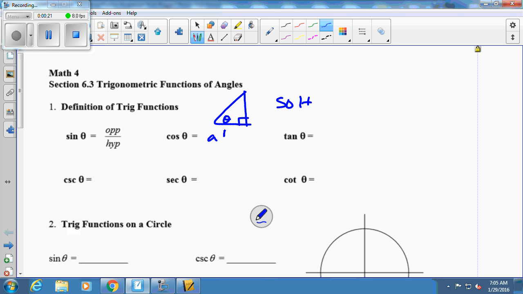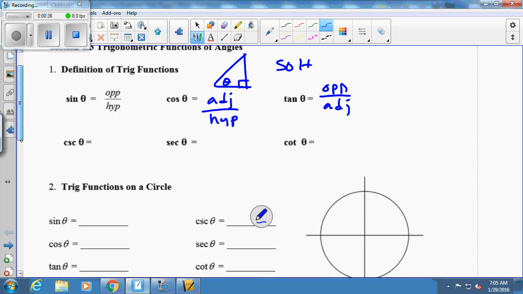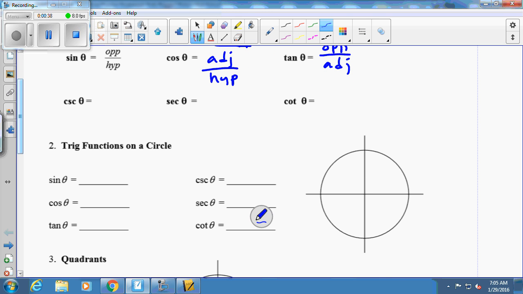Okay, so it is the adjacent over the hypotenuse. So this should just be ingrained in you. Would you agree? And then the tangent is opposite over adjacent. So we call these, and these are going to be big soon, they're not so much now. You're probably like, oh, whatever.